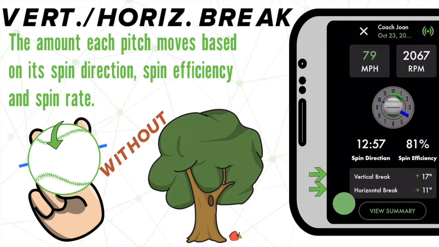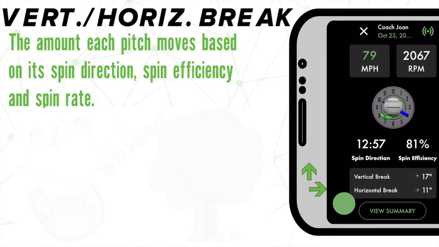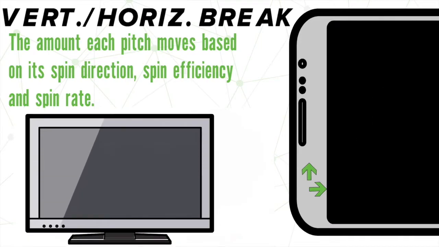The numbers indicate how much each pitch moved, and the arrows tell you the direction of that movement. For our fastball here, you can see that our vertical break was positive, or up, and we had a good amount of arm side horizontal movement as well.